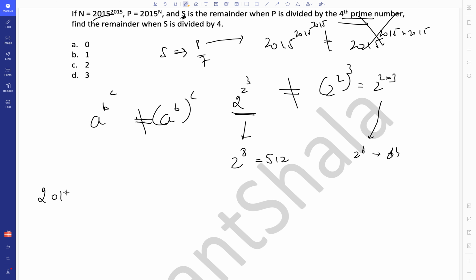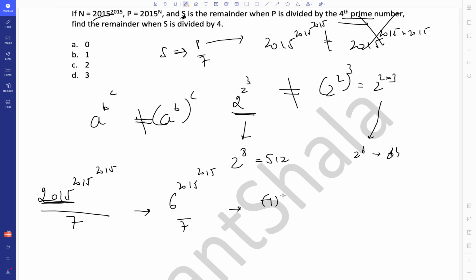So 2015 raised to power 2015 raised to power 2015, remainder with 7. First and foremost, as we have seen in past videos also, calculate the remainder of 2015 with 7. The remainder of 2015 with 7 will be 6. So you get 6 raised to 2015 raised to 2015, remainder with 7. 6 can also be said to be minus 1, because the negative remainder will be minus 1.